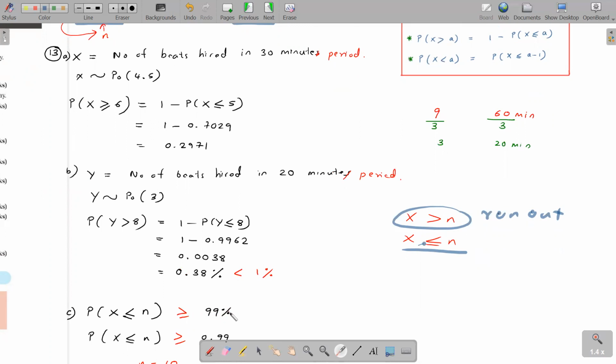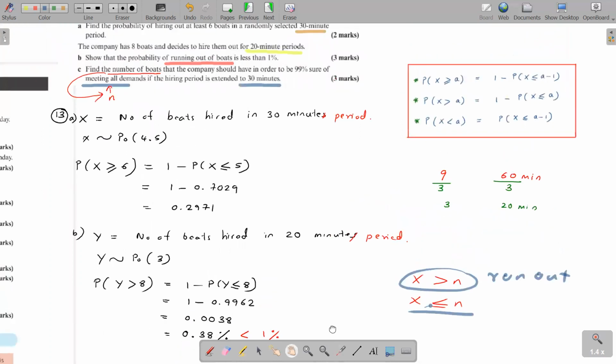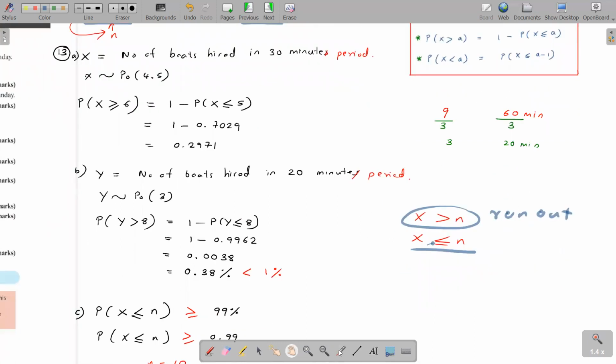So I need to be 99% sure, which means 99% or more. The meaning of 99% sure is that it can't be lower than that, but my probability should be 99% or more, because more means it's better, right? This is the probability of meeting the demand. I should be 99% sure of meeting the demand, and more is also better, because then I'm going for a higher probability. So this is the crucial statement.